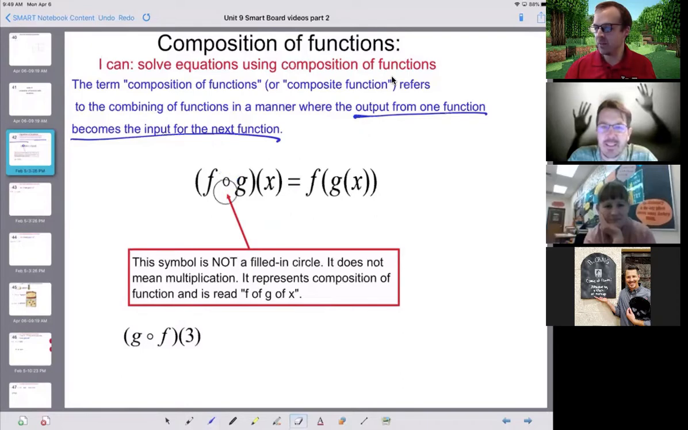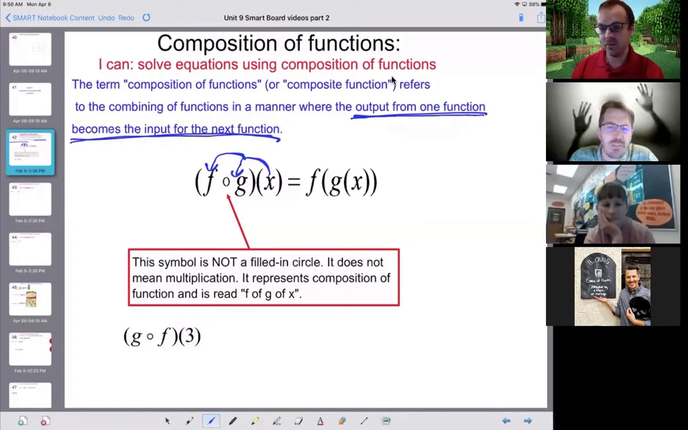What that means is we're going to be using composition of functions here. We're basically taking whatever we have here and inputting it into g first. And then whatever we get out of that function, we are going to output and then input it into our f function. So again, it comes back to our definition: the output from one function becomes the input of the next one. So let's take a look at this.